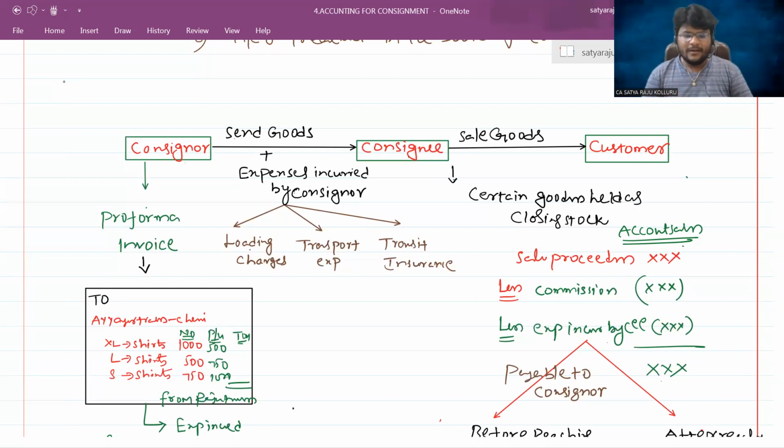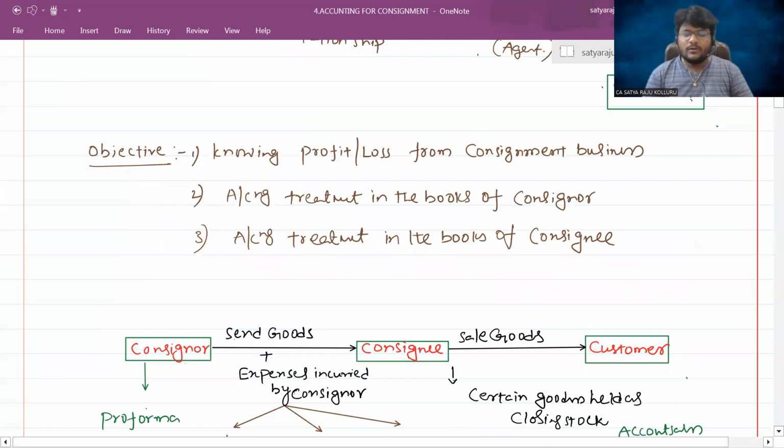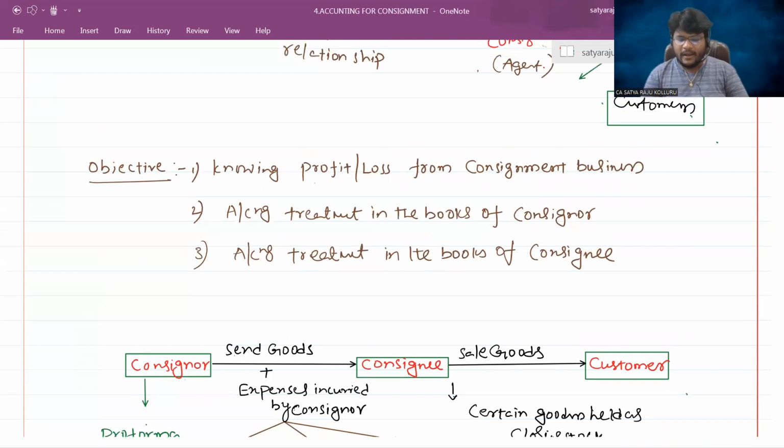Do you understand? Now, sir, with all such things, how should we fulfill the three objectives? I mean, how will the consignor check how much profit or loss he is generating from the consignment business, and related to all other transactions, how will the consignor provide accounting treatment in his books, and how will the consignee provide journal entries with respect to the consignment business in his books? We are going to check and discuss this majorly. Is it okay, guys, all of you?